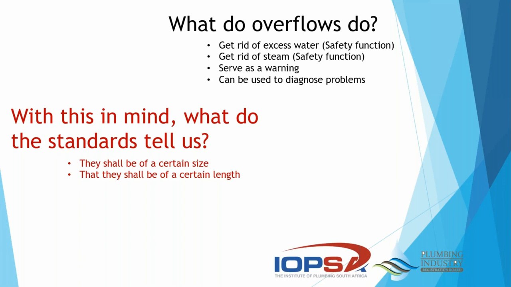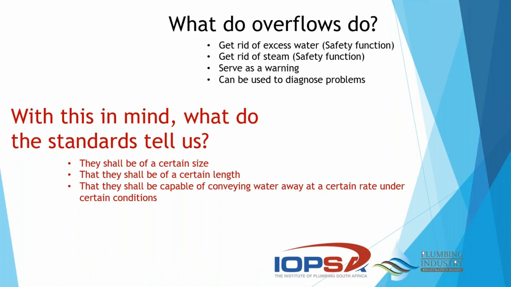And you know, we know that the longer a pipe is, and the faster we're asking water or anything for that matter to flow through that pipe, the more friction loss occurs within the pipe. So there are restrictions as to the length of that pipe. That they shall be capable of conveying water away at a certain rate under certain conditions, and that's more or less it. There's two overflows that would fall into that category.